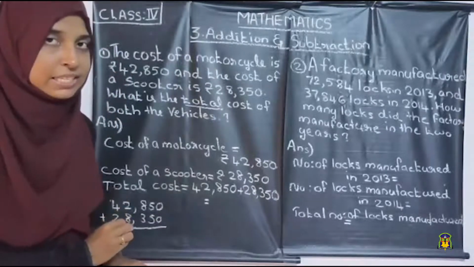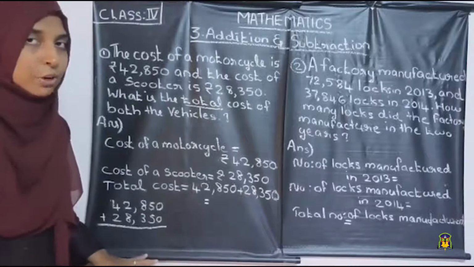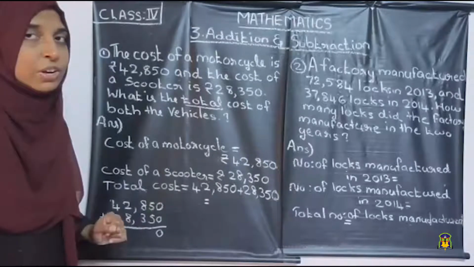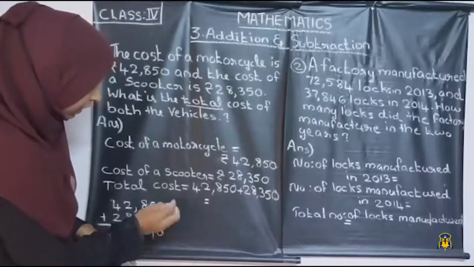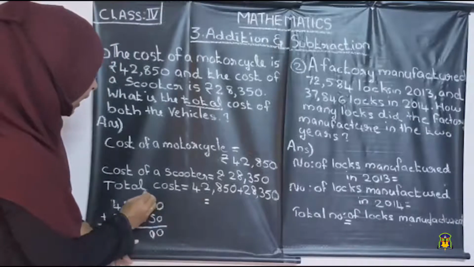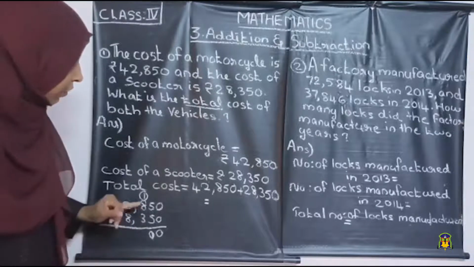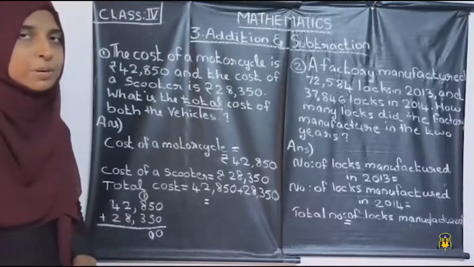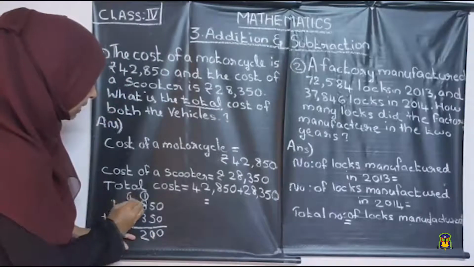How are we adding? We want to add the digits in the ones place first. In the ones place we have 0 plus 0, which is 0. Next, what is 5 plus 5? 5 plus 5 is 10. So in 10 we write 0 here and 1 as carryover. Next, in the hundreds place, which digits do we have? 8 and 3. What is 8 plus 3? It is 11, and 11 plus 1 is 12. So in 12, we write 2 here and 1 as carryover.